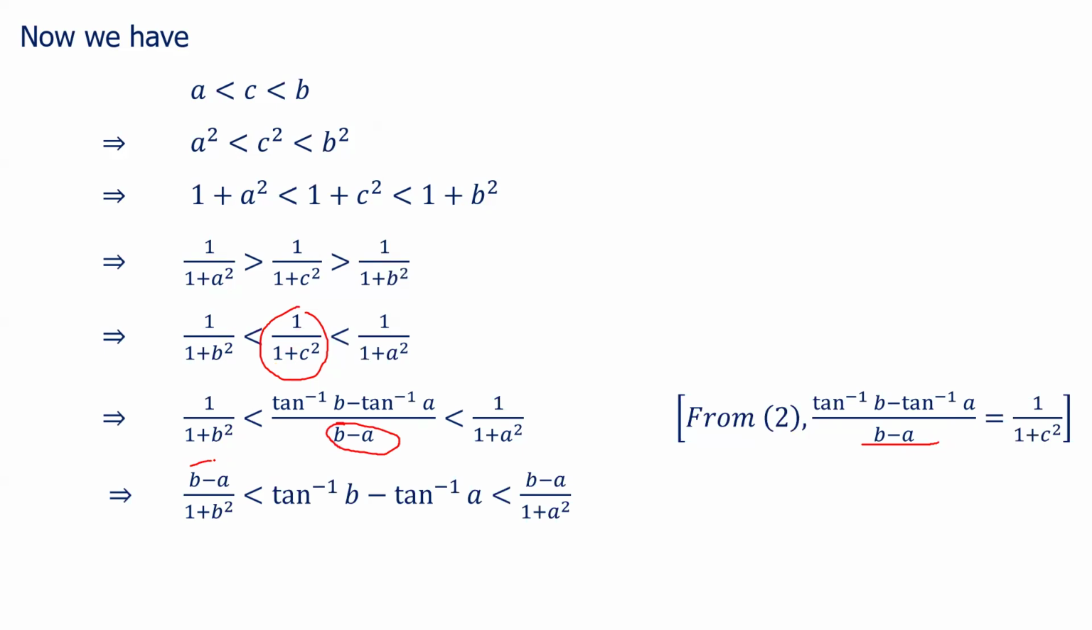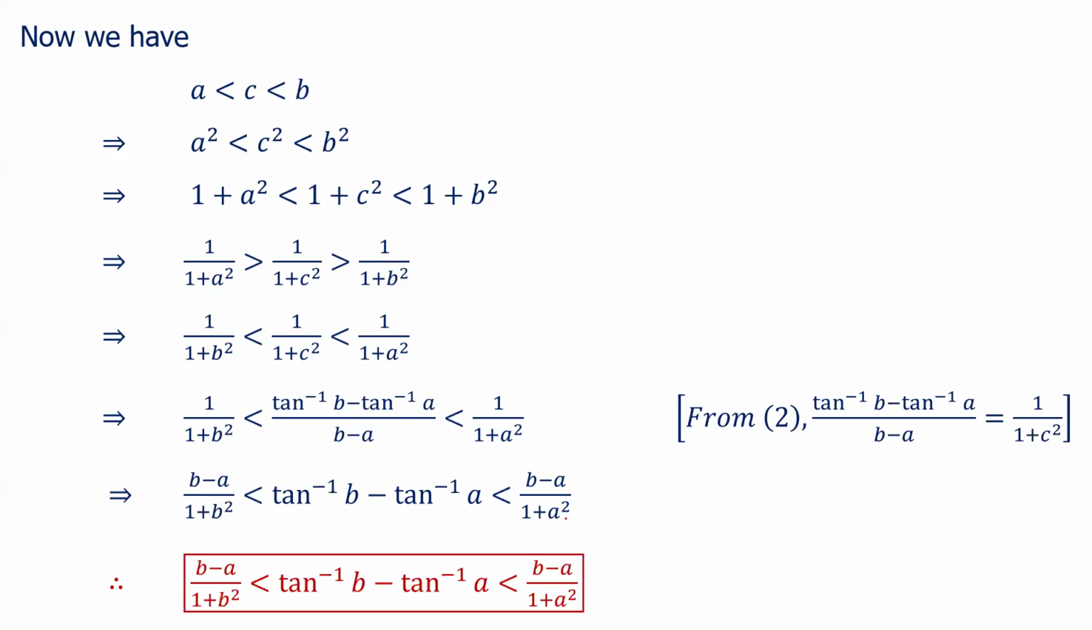Then it is B minus A. If you multiply this term, then B minus A will cancel. So we have only tan inverse of B minus tan inverse of A. And again, if you multiply here B minus A, it will become B minus A upon 1 plus A square. So therefore, B minus A upon 1 plus B square is less than tan inverse of B minus tan inverse of A, which is less than B minus A upon 1 plus A square. So this is our desired result. This is our first fundamental result.